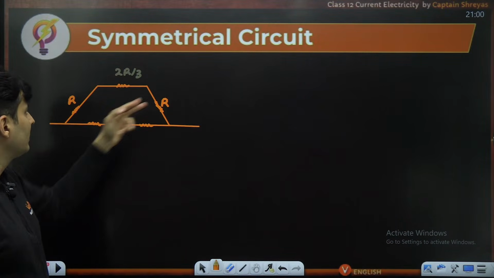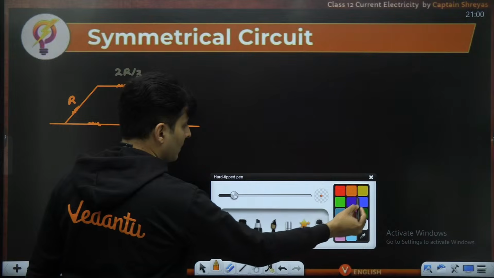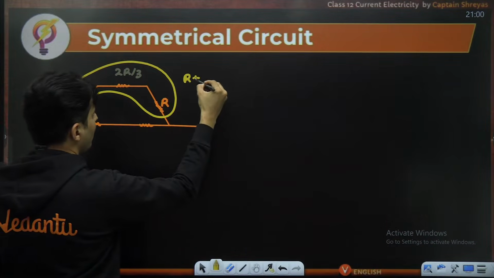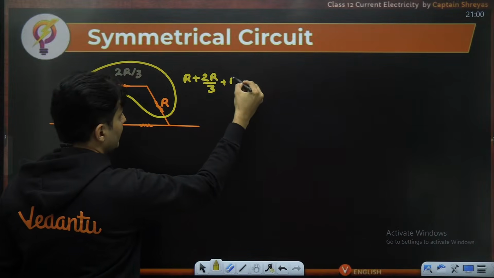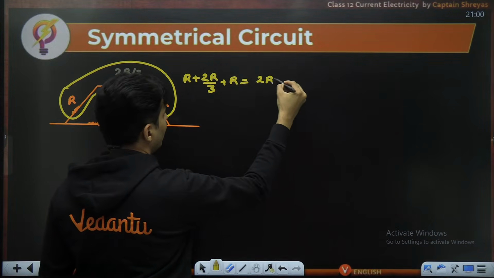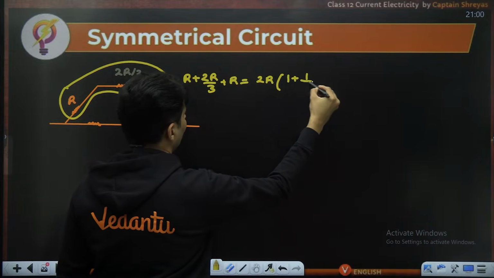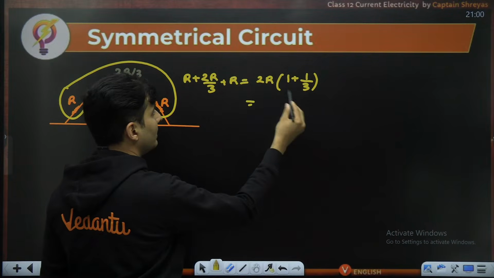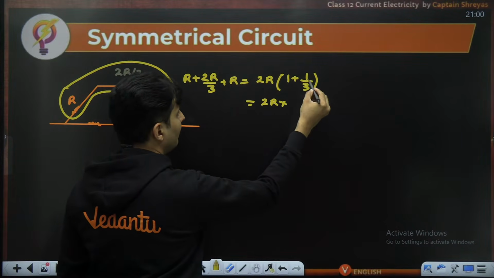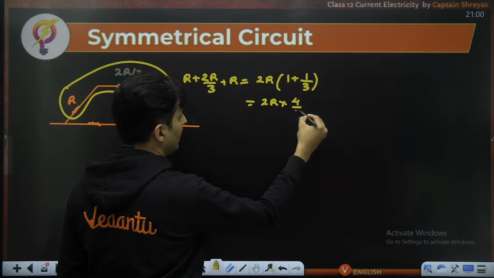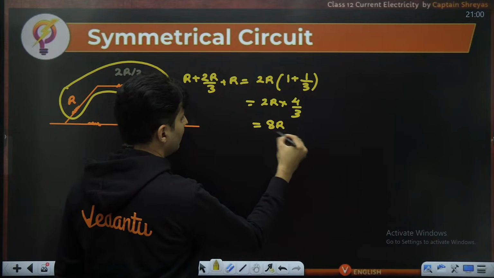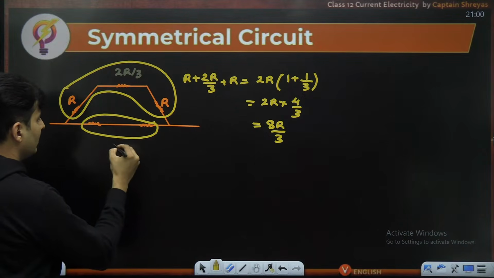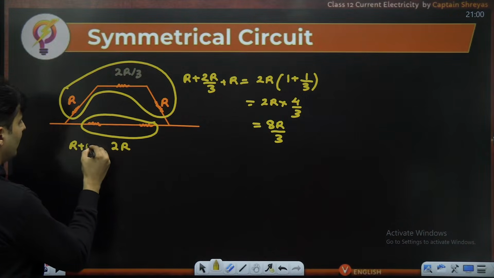Now this 2R by 3, this R and this R, all of them are in series. So let's see what it will be. R plus 2R by 3 plus R. So that will be 2R plus 2R by 3, which is 2R times (1 plus 1 by 3), that is nothing but 4 by 3, which is 8R divided by 3. That is the top part. Same thing I can do for the bottom part. That is just 2R because two resistors are in series.